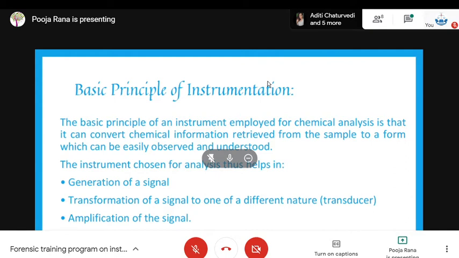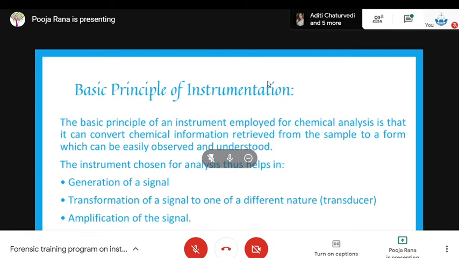Analytical technique answers the question of what is present in the sample, whereas quantitative technique answers how much is present. So qualitative is equivalent to analytical technique, and it answers what is present. And if I refer to quantitative, it answers how much is present in that particular sample.